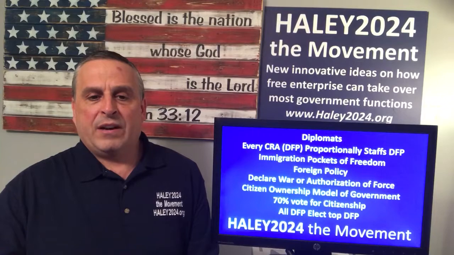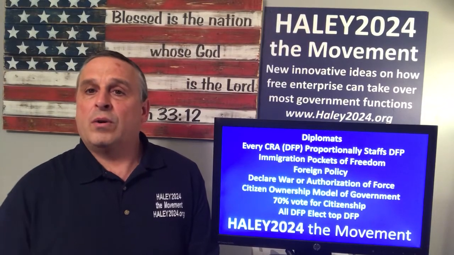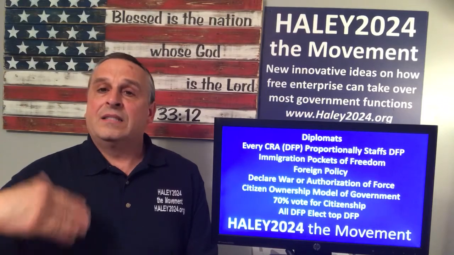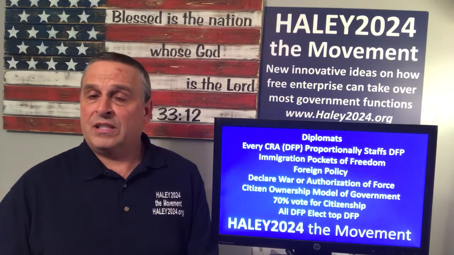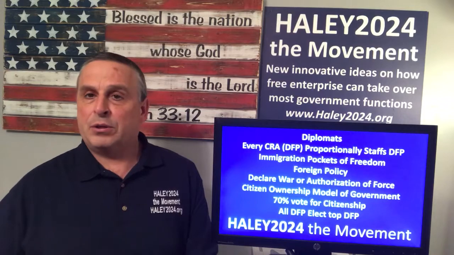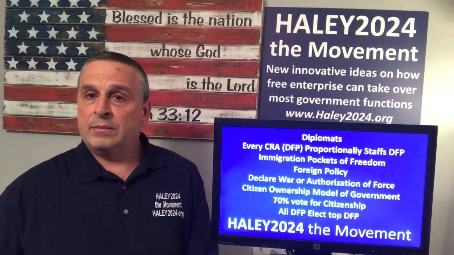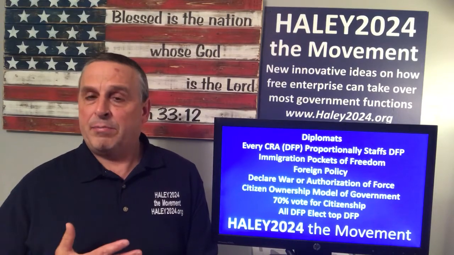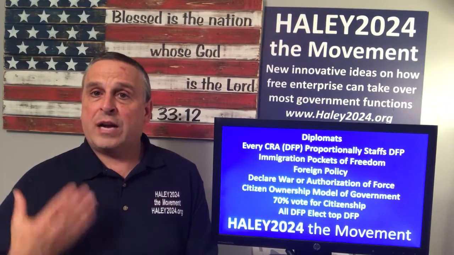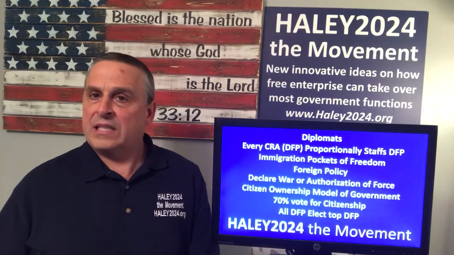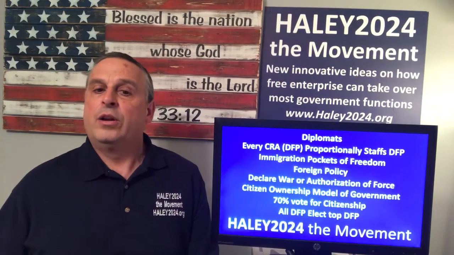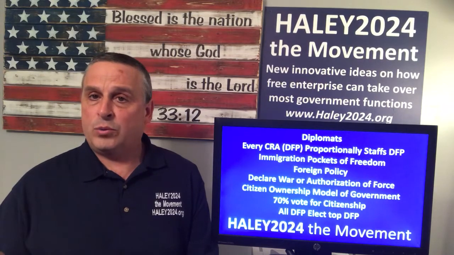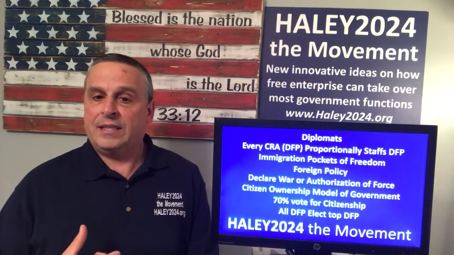The 70% vote for a new citizen. It's not just 30% of the people that have to say you're a new citizen. It takes a 70% vote to say a foreigner who wants to become an American can become an American. Any child born of an American is automatically an American, but you have to have a 70% buy-off from the representatives for each individual to become a citizen of the United States.